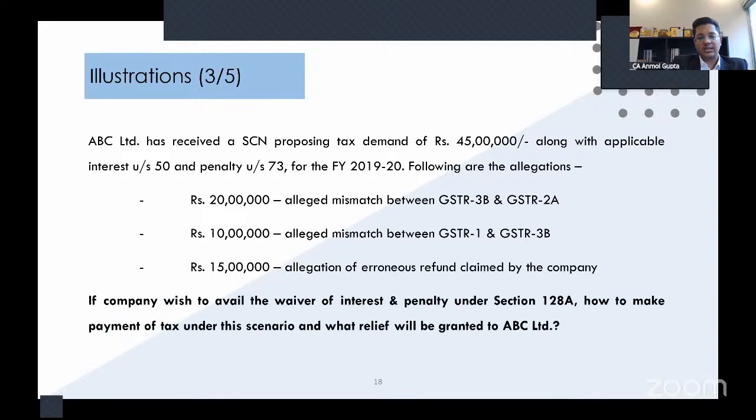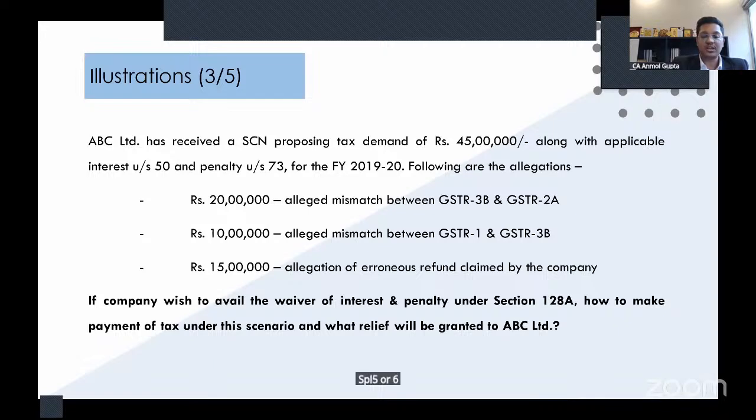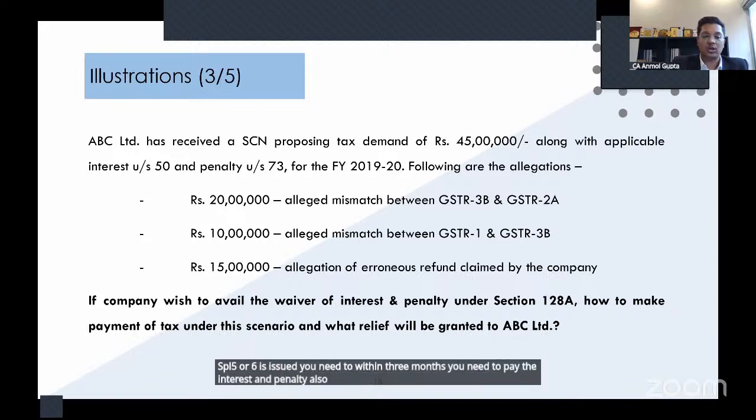The third scenario is again the same. Part of the issues are covered, and part is on erroneous refund, which is not covered under this scheme. So in this case also you need to pay the entire 45 lakhs in order to avail the benefit under this scheme. Once SPL 5 or 6 is issued, within 3 months you need to pay the interest and penalty also on 15 lakhs in order to get the waiver of interest and penalty on 30 lakhs on the issues which are covered under this scheme.